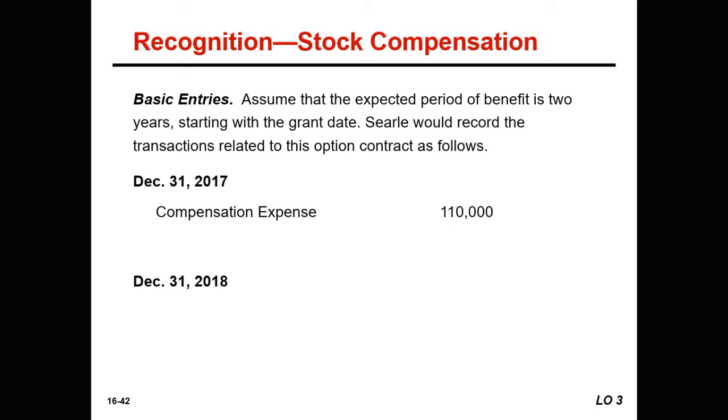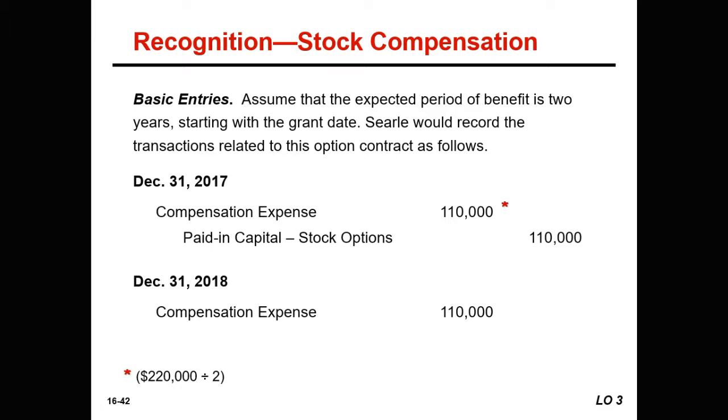Then they would credit paid in capital stock options $110,000. Now remember, we received the $220,000 by using a fair value option model. Then on December 31st, 2018, the other $110,000 would be recognized as a compensation expense, and paid in capital stock options would be credited the remaining $110,000. Now we've granted these options. This doesn't mean that they have been exercised yet.